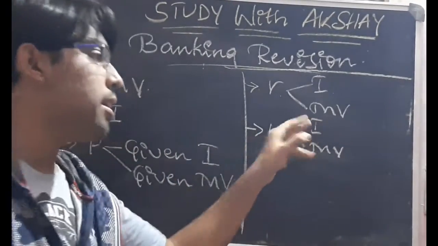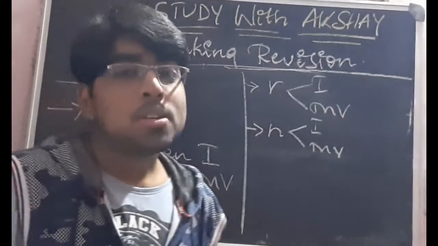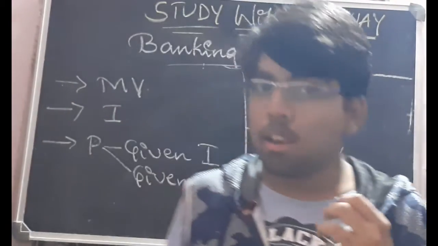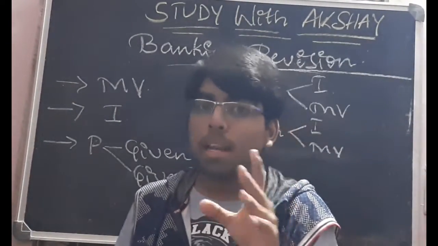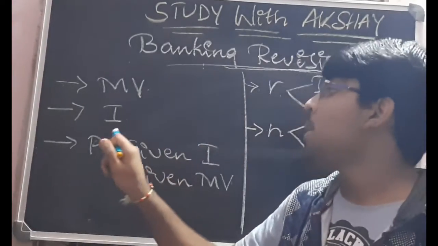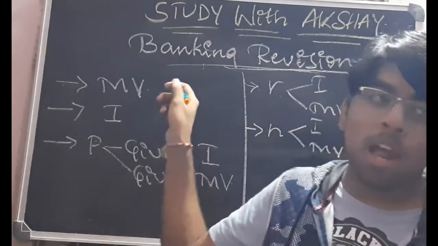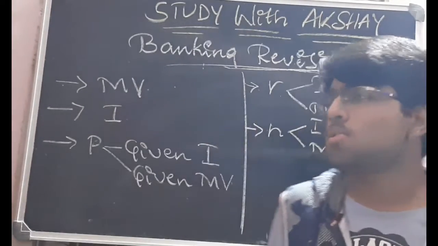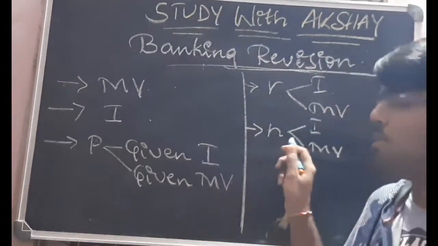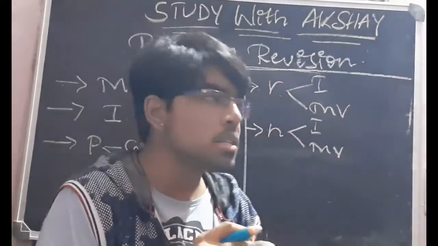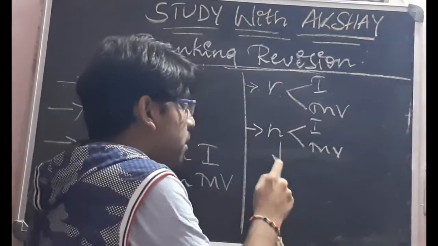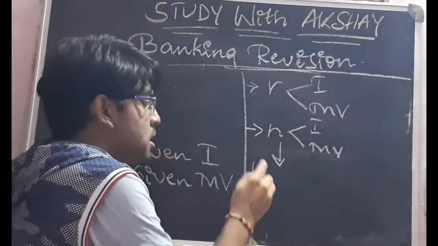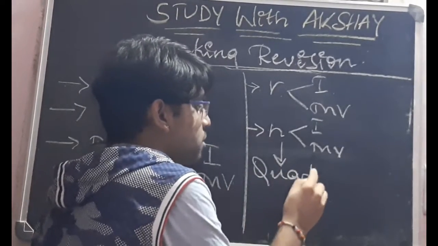So here also they might give us interest and maturity value. As I have told in the first video as well, they might ask us probably to find principal, maturity value and rate of interest. Very rarely they will ask us to find the interest and number of months. Because for number of months, what type of equation formula will we be using, children? It is a quadratic equation.